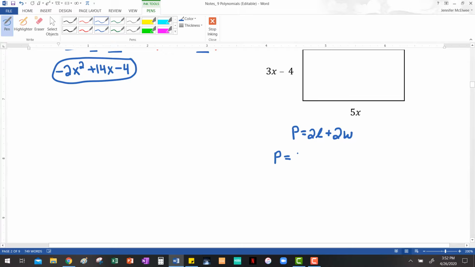So perimeter here would be 2 times the quantity of 3x minus 4 plus 2 times 5x. First thing I'm going to do is to distribute. So I will have 6x minus 8 plus 10x. Next I'm going to combine like terms. 6x and 10x is 16x. Bring down the constant term. So the expression representing the perimeter for this rectangle is 16x minus 8.